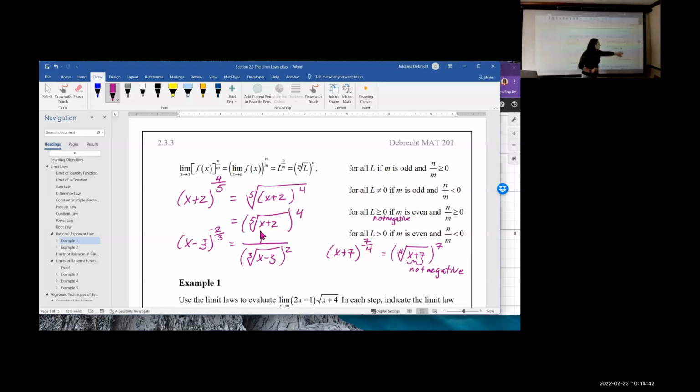If n over m is negative, that puts it in the denominator. So then it has to be not negative and not 0. And that's what the last restriction is. Okay.